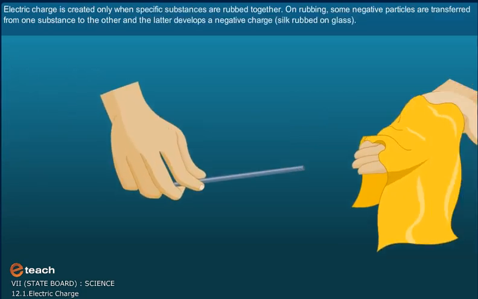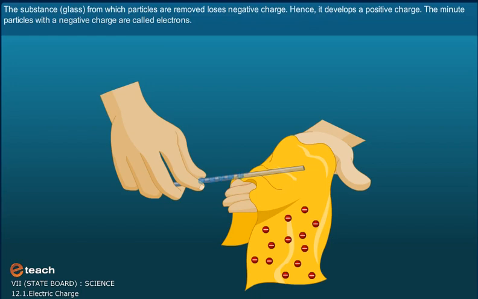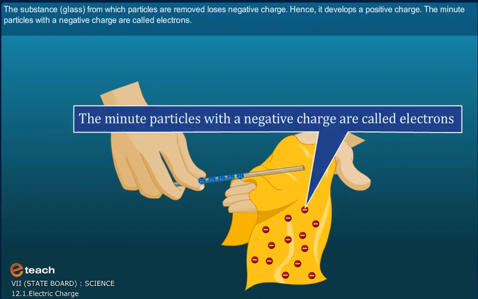Electric charge is created only when specific substances are rubbed together. On rubbing, some negative particles are transferred from one substance to the other, and the latter develops a negative charge. Silk rubbed on glass: the substance, glass, from which particles are removed loses the negative charge. Hence, it develops a positive charge. The minute particles with a negative charge are called electrons.